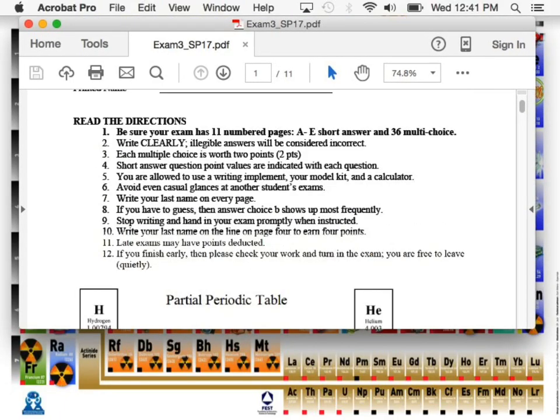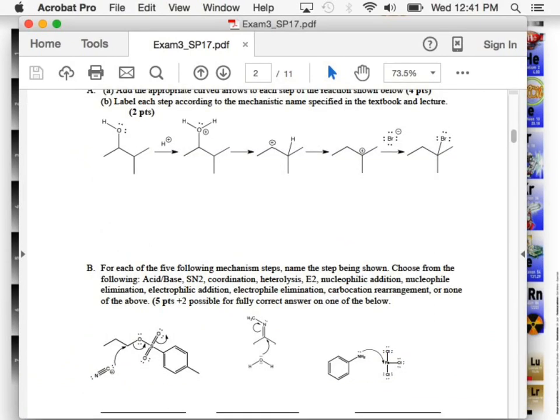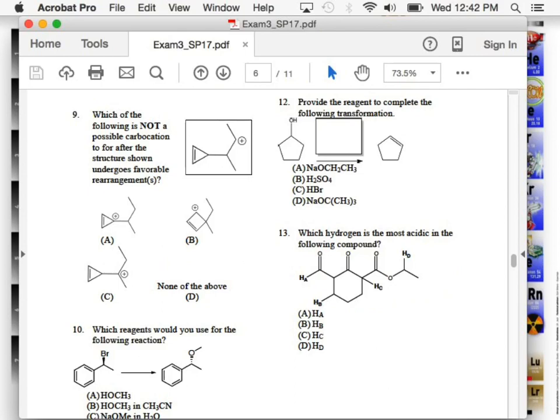To get an idea, let's see if we can find one that covers those last remaining steps. Let's do it so we don't make people seasick, and they're on the same slide, so it works out nicely. 12. Okay. If we take a look at 12, provide the reagent to complete the following transformation. Pieces of information you should be nailing down and writing down.